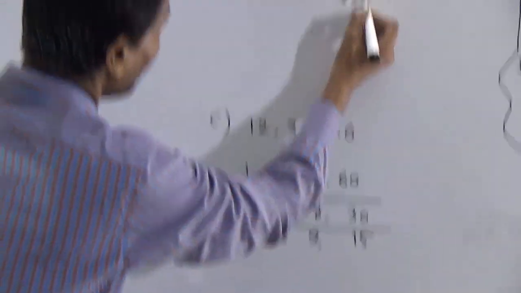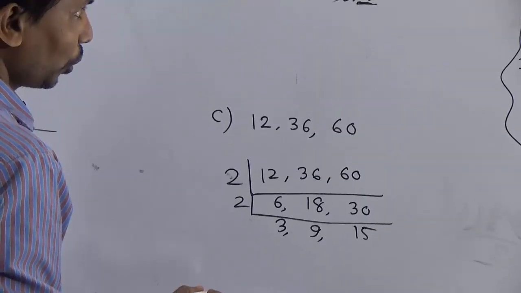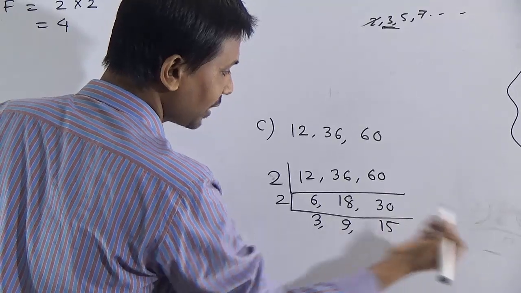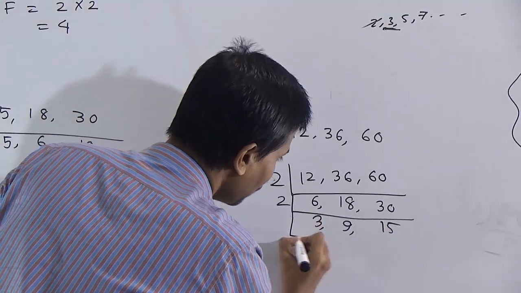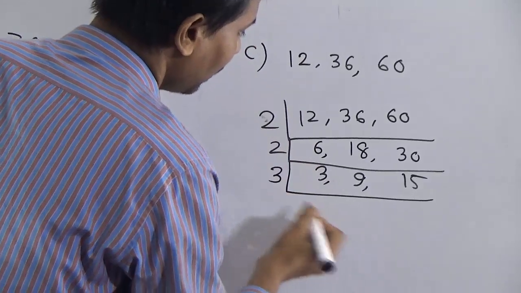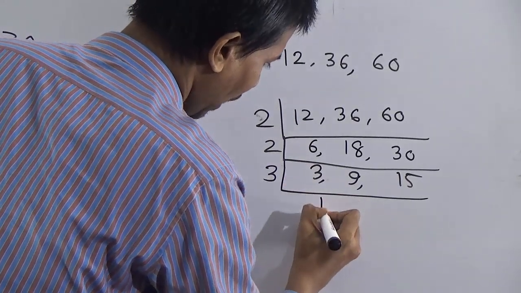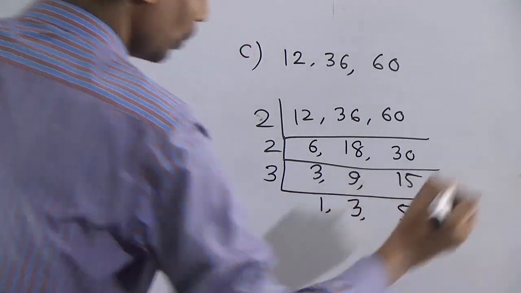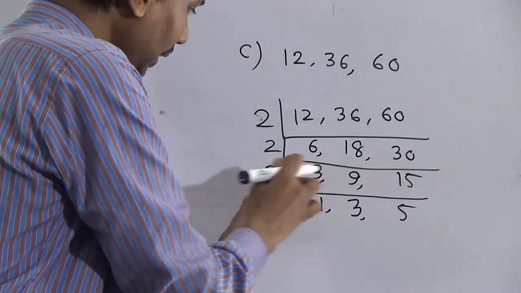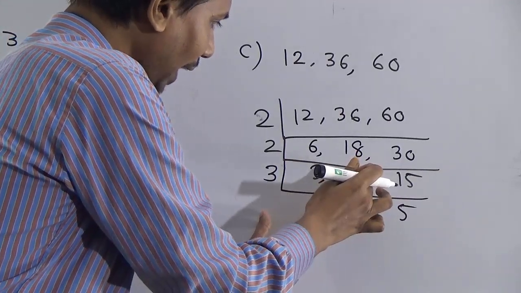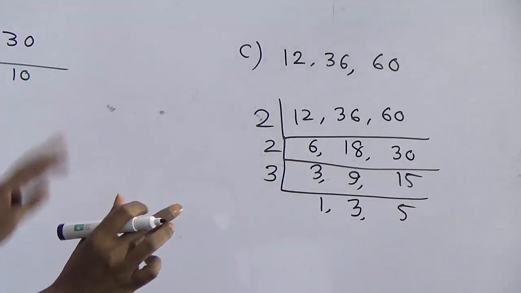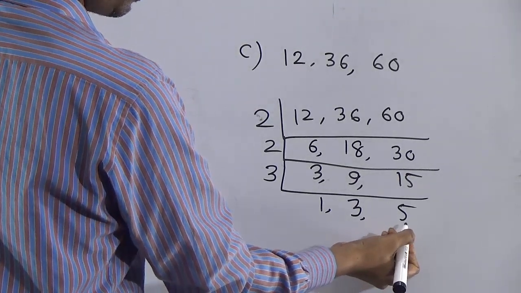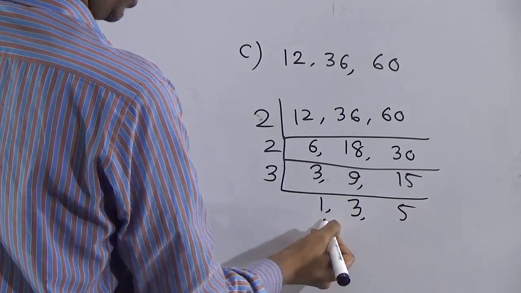Now you select 3, because 3 is divisible by 3, 9 is divisible by 3, 15 is divisible by 3. You divide 3 by 3, then you get 1, 9 by 3 gives 3, then 15 by 3 gives 5. Look, all the numbers are odd. 5 is odd, 3 is odd, 1 is odd.